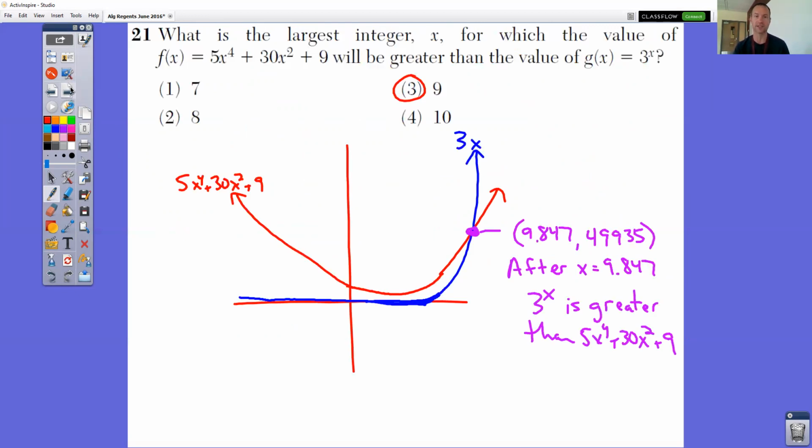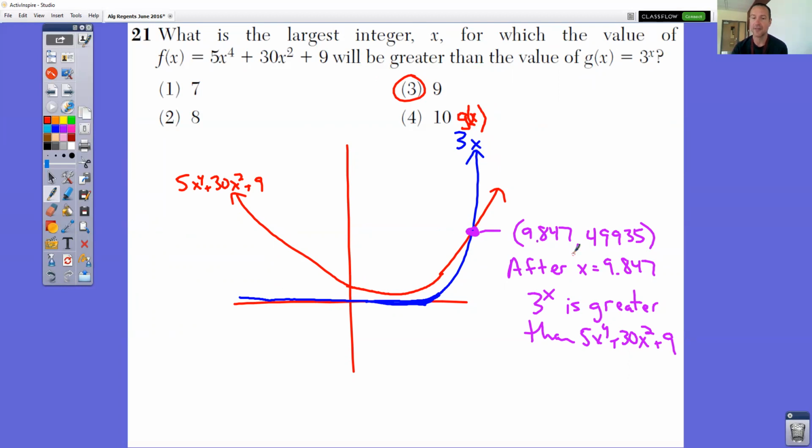In question number 21, what is the largest integer for which the value of f of x will be greater than the value of g of x? So graph them and see. What is the largest integer x for the value of this that will be greater than this? Well, 3 to the x is going to be greater after this point. They cross right here. Notice that this f of x is higher, higher, higher. But then when they cross right here, all of a sudden 3 to the x, which is this g of x, is then higher from that point on.